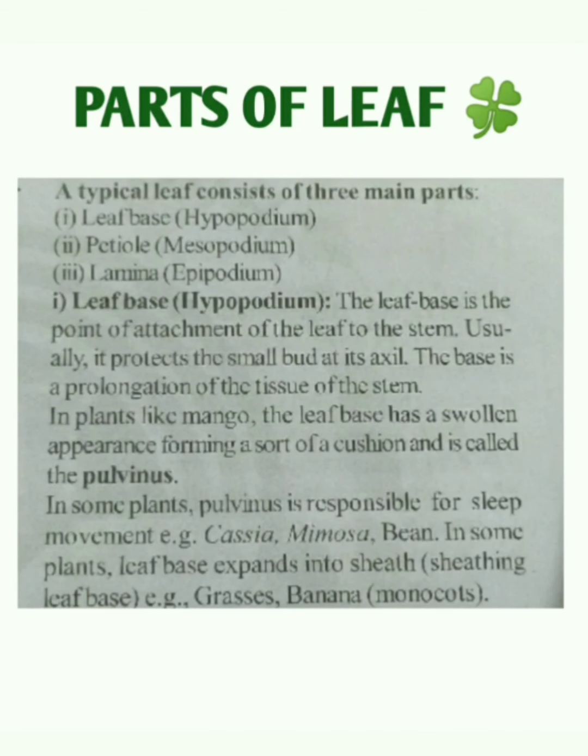Now we will see the parts of leaf. A typical leaf usually contains three parts. Leaf base, also called as hypopodium. The next is petiole, which is also called as mesopodium, which is present in between the leaf base and lamina. Then we have lamina. Lamina is otherwise called as epipodium. We have leaf base, petiole and lamina.